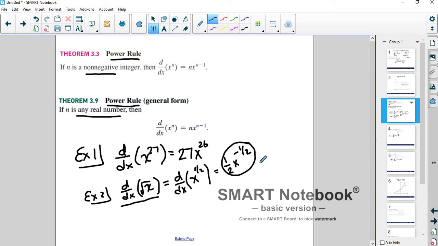I do not expect you to simplify. If you did want to simplify, how would you do that? Remember, the negative power becomes a positive power if you move it to the bottom. And then, of course, you could even rewrite it as 1 over 2 square root of x if you went back to that notation.